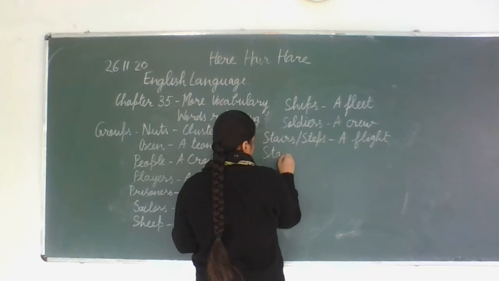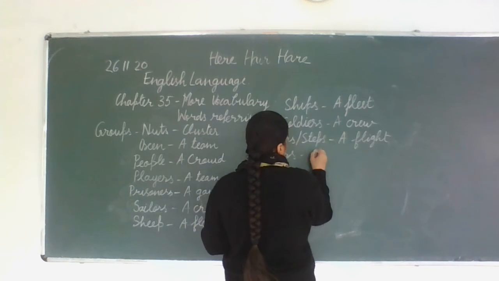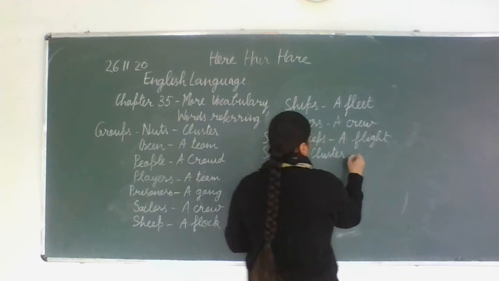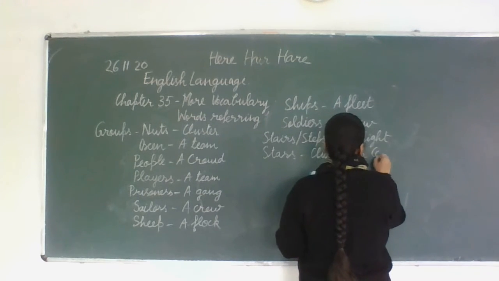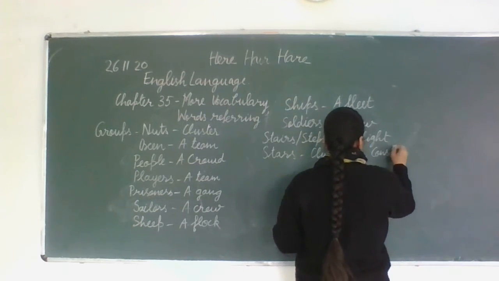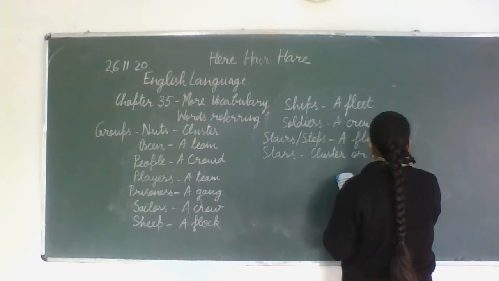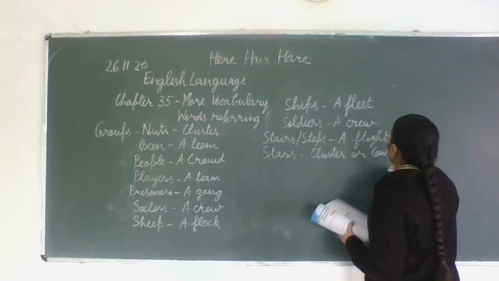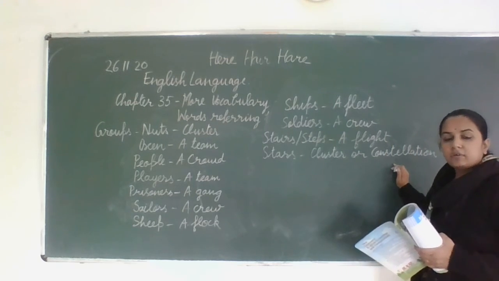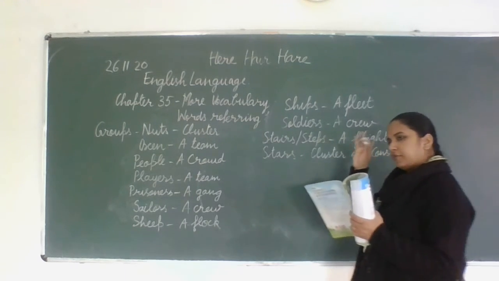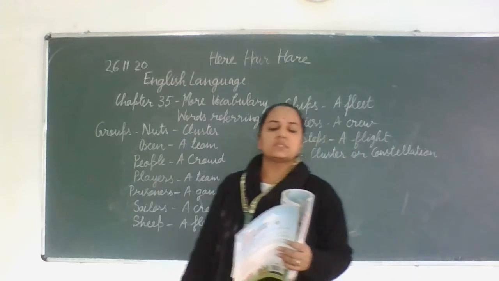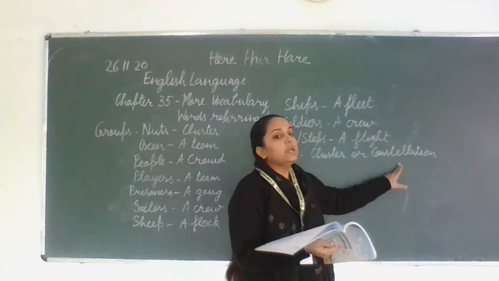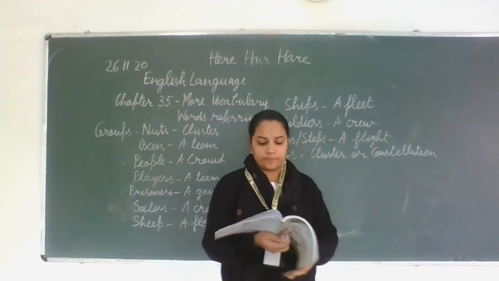Stars is known as cluster or constellation. You must have heard it or you must have read it that different shapes that are made by the star. So that particular group is known as the constellation.